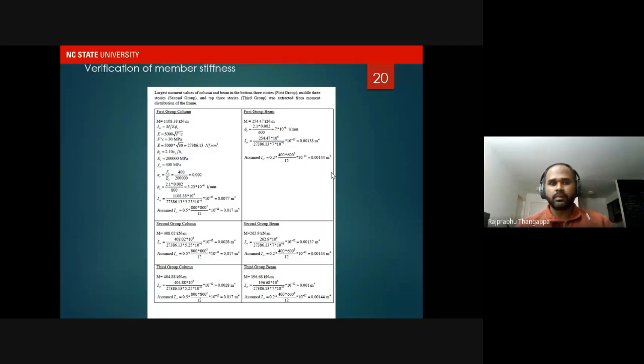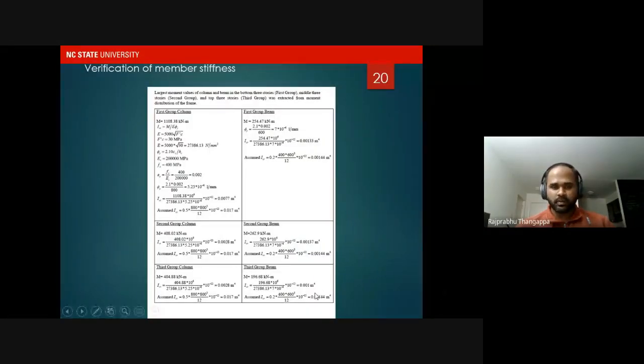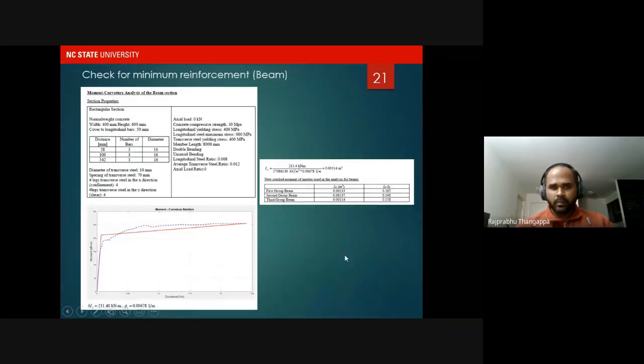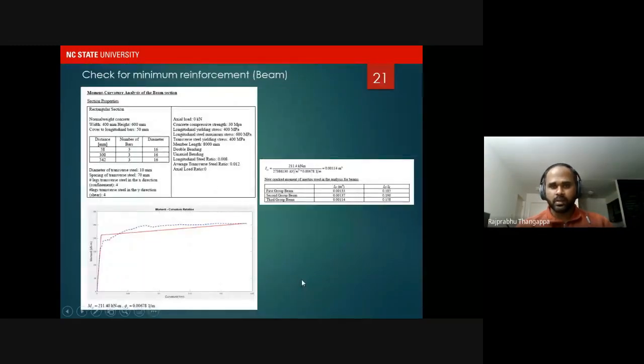So we would have to use the reduced value, but it should not be less than the value pertaining to the minimum reinforcement. As you see here for the third group, the cracked section stiffness from the moment demand is 0.001, but for the minimum reinforcement it's 0.00114. So instead of using 0.001 in the subsequent analysis, we will be using 0.00114 based on the minimum reinforcement.